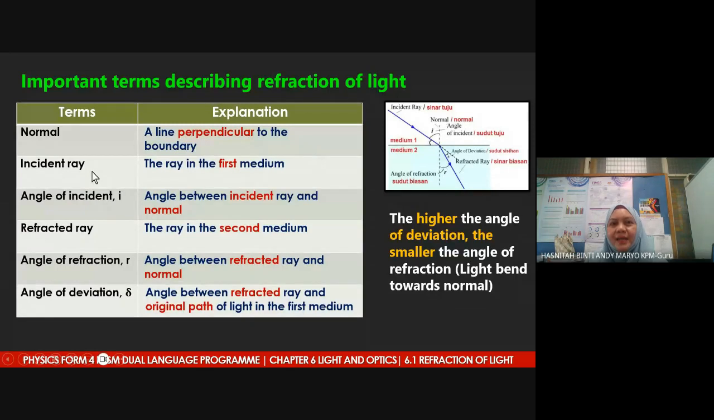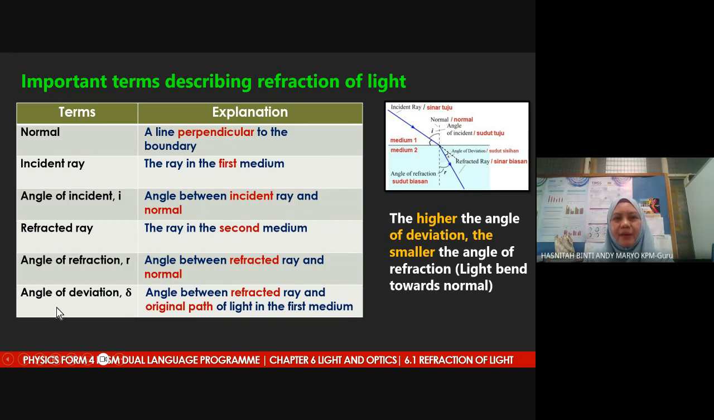Then we have the incident ray. What is the incident ray? The light ray in the first medium, traveling in the first medium. Then the angle of incidence, I. What is the angle of incidence? It is the angle between the incident ray and the normal. And then the refracted ray. What is the refracted ray? The ray in the second medium. The angle of refraction is the angle between the refracted ray and the normal line.